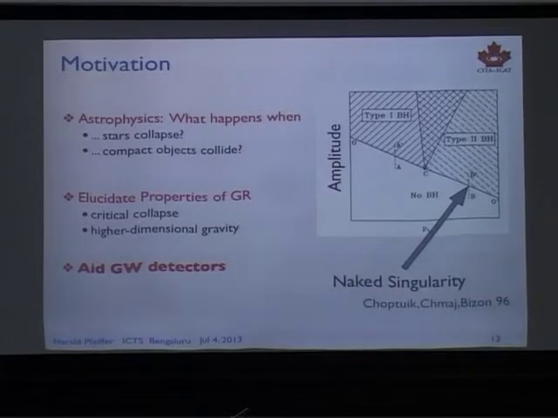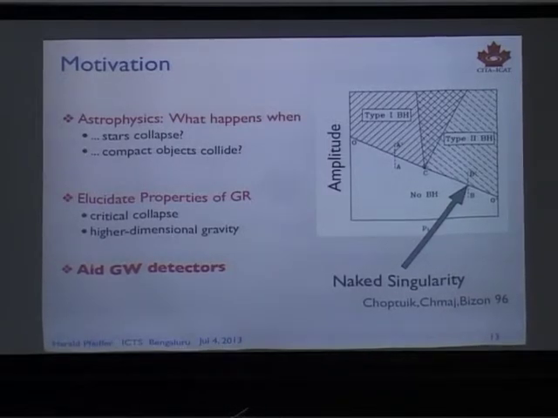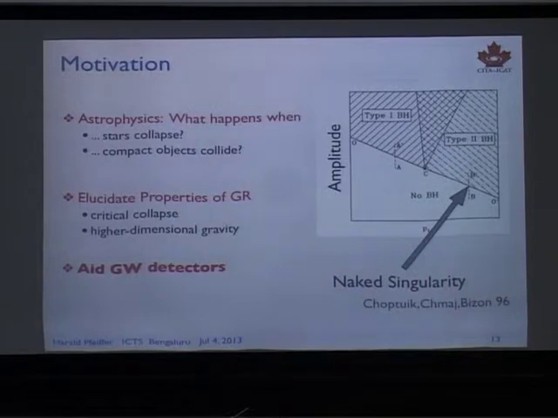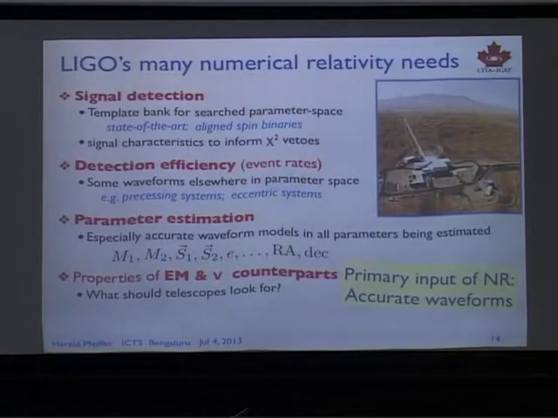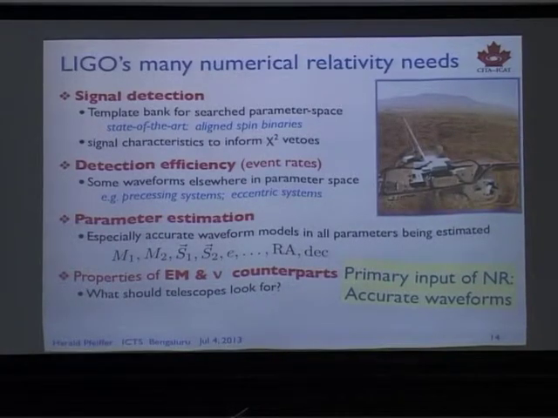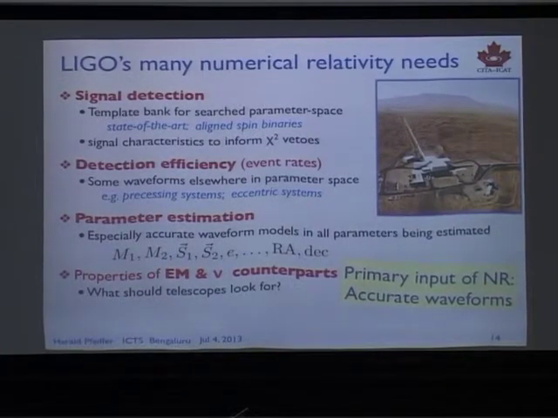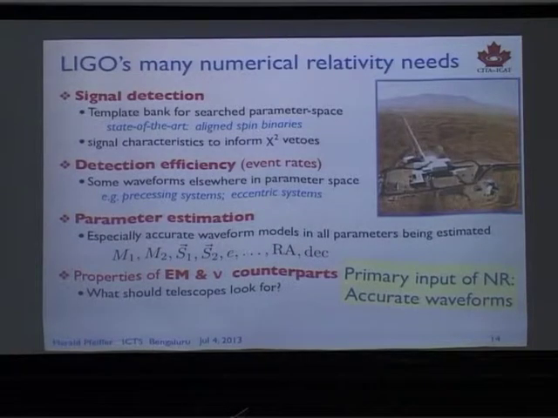The main motivation, however, for running binary black hole simulations, at least from my own perspective, are gravitational wave detectors like LIGO. And it turns out these gravitational wave detectors have a very varied need for input from numerical relativity. And so this slide just lists all these different needs, at least those I am aware of.